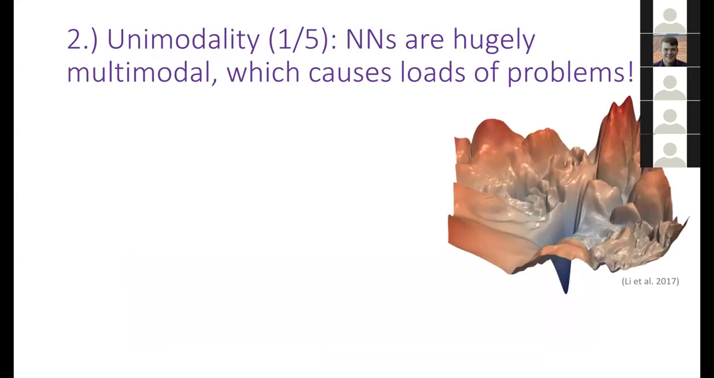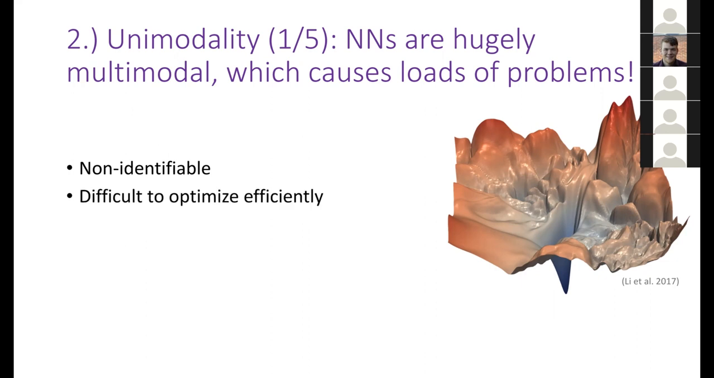Okay, next, unimodality. As I'm sure we all know, neural networks are hugely multimodal. They have super nasty loss landscapes that look something like this, and that causes loads of problems. If you're a statistician, it means that the best set of parameters, best set of weights is non-identifiable. That breaks an awful lot of proofs we might want to do. It also makes it very difficult to optimize efficiently.